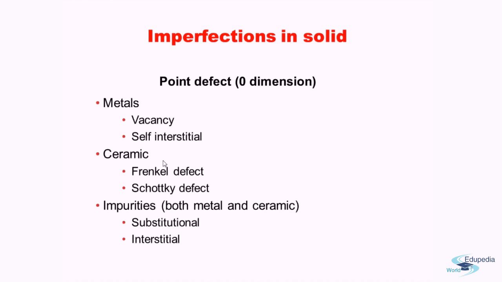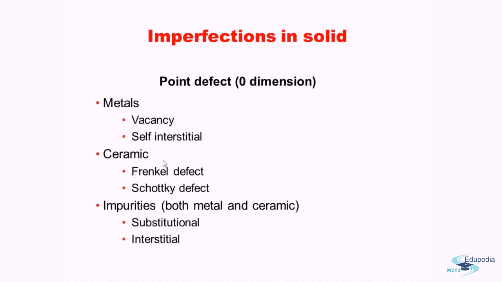As the name suggests, substitutional impurities will be impurities which will substitute a metal or ceramic atom from its initial position. So the impurity atom will displace an original atom and take its position. That is substitutional. Interstitial is when the impurity atom will go and sit at an interstitial site. It will not displace any atom. So these all are, broadly speaking, the point defects that can be present in a solid.